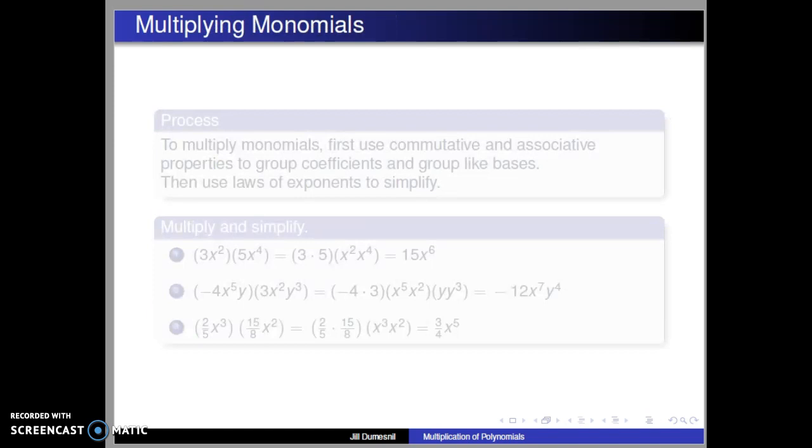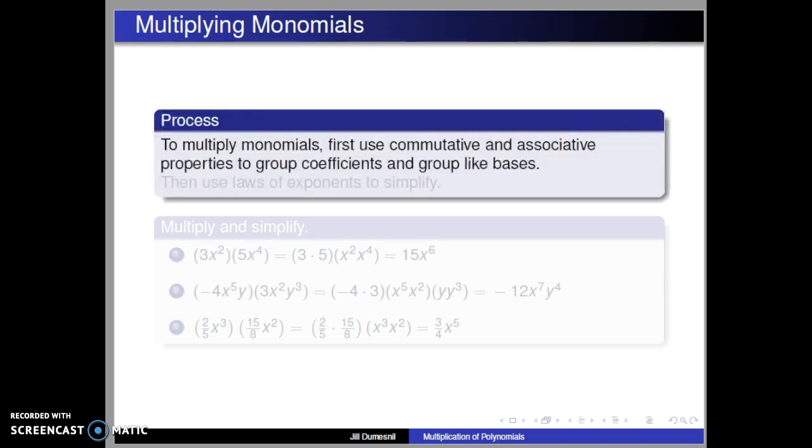Let's start with the simplest polynomials and consider multiplying monomials. To multiply monomials, first use the commutative and associative laws to group the coefficients together and group the powers of x together. Then use the laws of exponents to simplify.